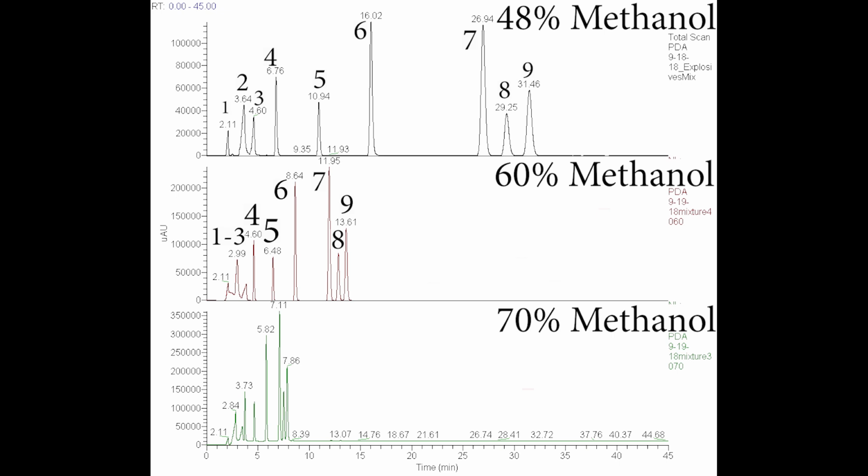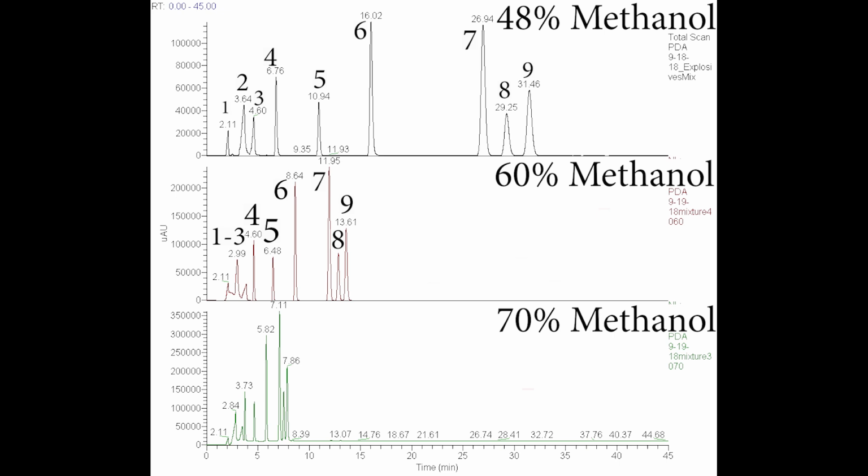But when you see that big gap, like between 6 and 7, you don't need that much resolution. At that point, you can sort of think of it as you're wasting time. If you could push those peaks closer together and still keep that resolution, you could save some time. So one thing we can do that pushes all the peaks to elute faster is use a stronger eluting solvent.